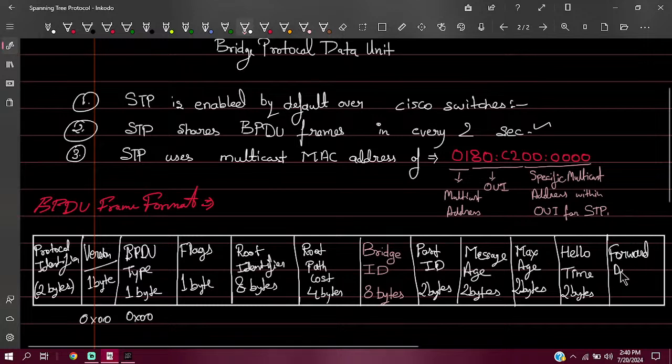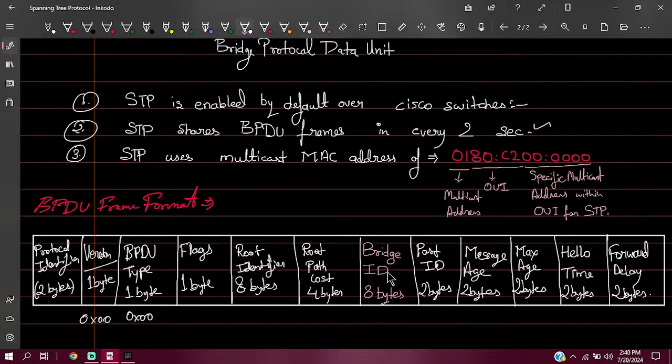Forward delay is a cool timer. It is the one that has delayed the time durations of your spanning tree. Like you can understand, there would be some different states that remain on hold because of the forward delay. So this is your entire BPDU frame format.